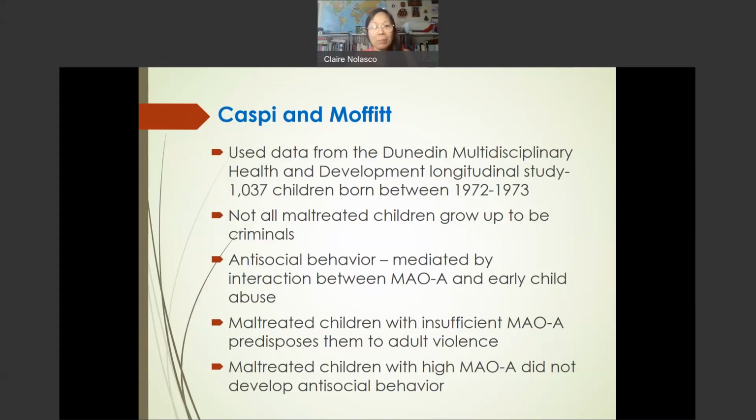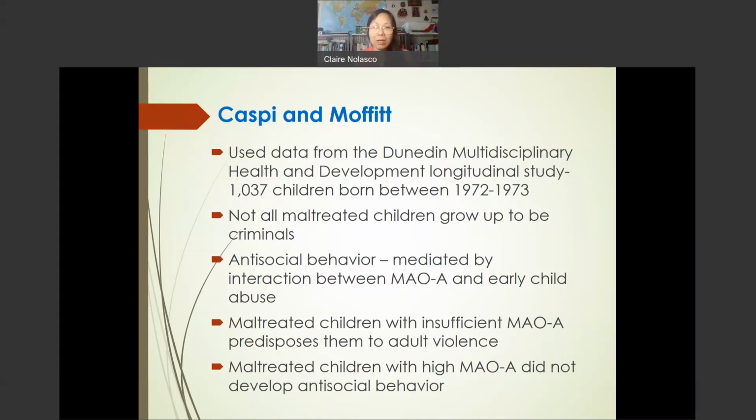They found that not all maltreated children grow up to be criminals. And they also stated that antisocial behavior is mediated by the interaction between MAO-A and early child abuse. So meaning that maltreated children with insufficient MAO-A are predisposed to adult violence. However, maltreated children with high MAO-A did not develop antisocial behavior. So it's the lack or deficiency in MAO-A that predisposes one to adult antisocial behavior in combination with maltreatment.